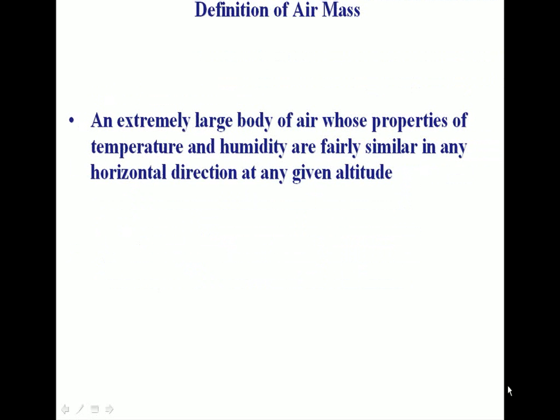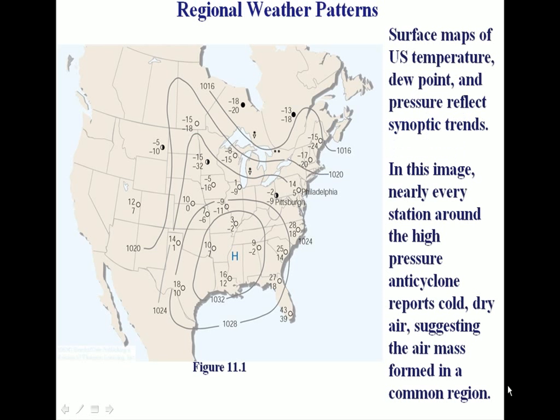The actual definition of an air mass is basically a very large body of air with similar temperature and moisture characteristics. And this takes place over a rather large area and at any given altitude. For example, in this particular map that you see here, it is a map of high pressure, and if you look at temperatures, the first thing that should jump out to you is that they are very cold temperatures, even down into the Gulf Coast states. You see temperatures in the teens.